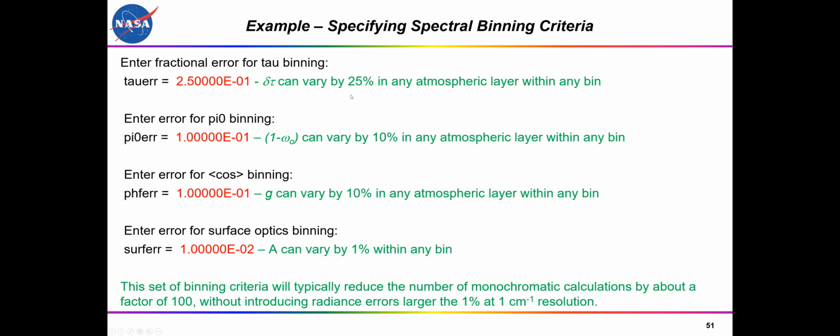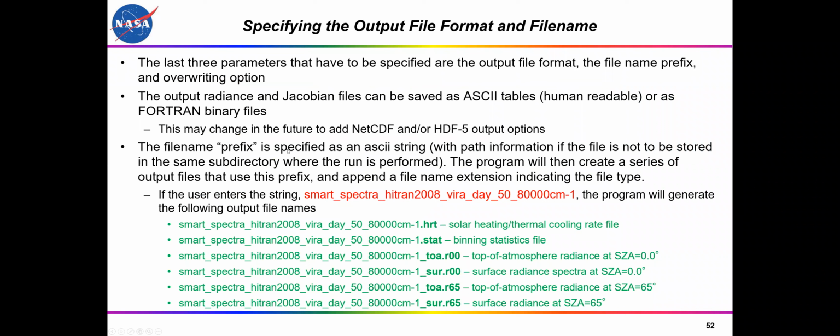Okay, so that's specifying the binning criteria. This particular binning criteria gives you accuracies of better than about 1%, and it gives you a computational efficiency of about a factor of 100 over a direct calculation. So that's a meaningful factor of 100. So once you've specified that, the only thing that's left is you need to tell it something about the output.